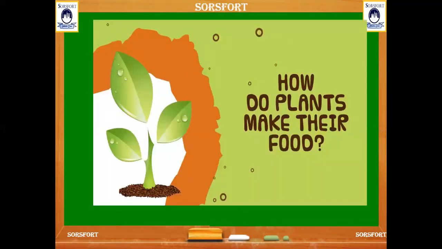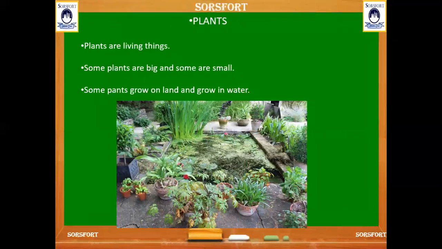How do plants make their food? Yes, even as like the other living things, the plants also need food. How does it prepare the food? Using sunlight, water, air, and chlorophyll.